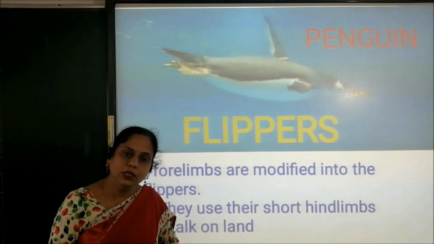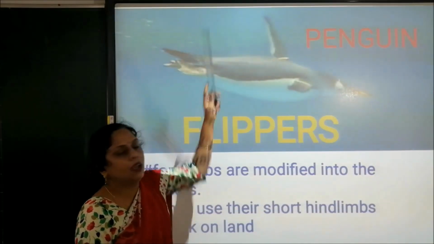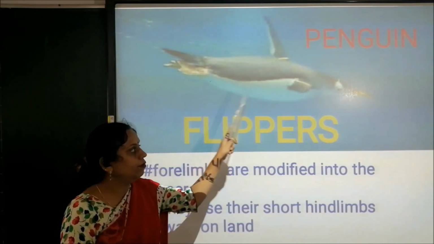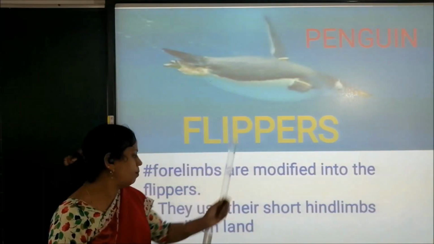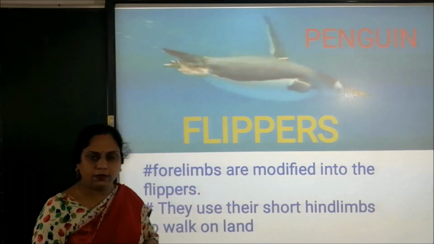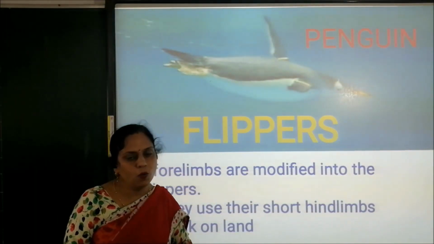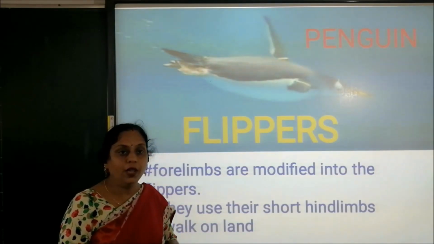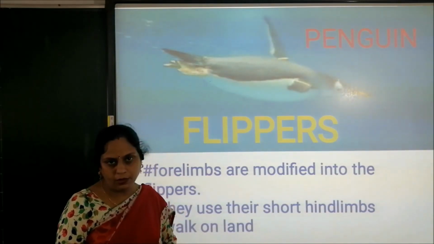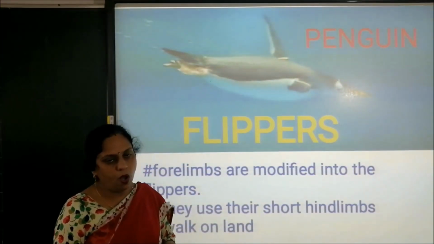Penguins. Penguins move by the flippers. These are the flat limbs without the fingers, which are called flippers. So they move with the flippers. Their four limbs are modified into the flippers. They have short back legs. Back leg means hind limb. They have short hind limbs to move on the land. So this way, when penguin is on land, it moves with its short hind limbs. And when it is in water, it uses flippers to move.